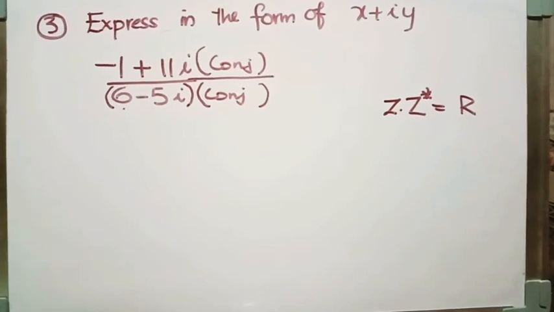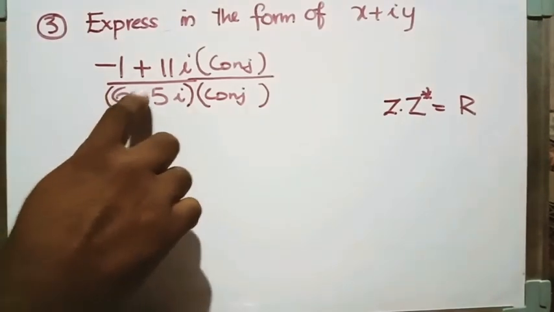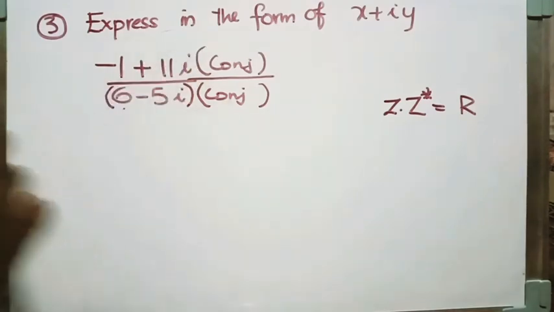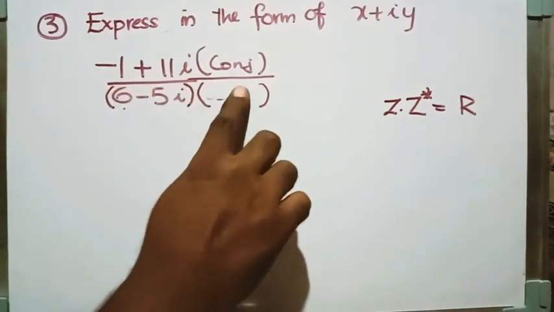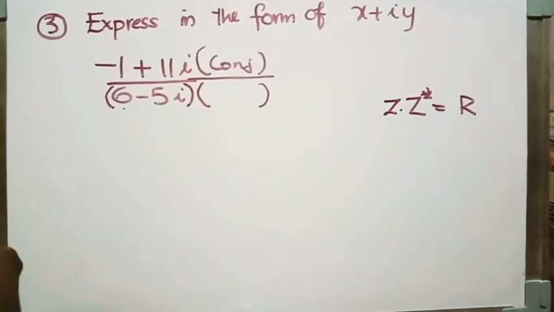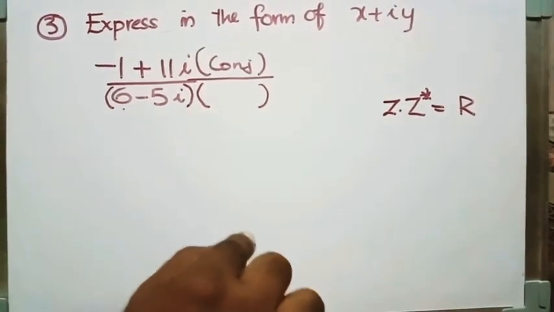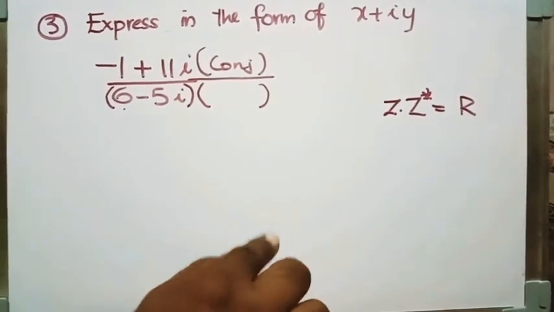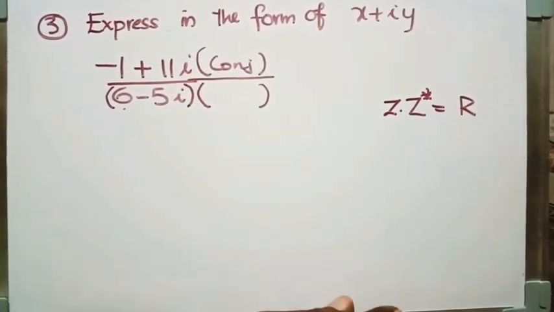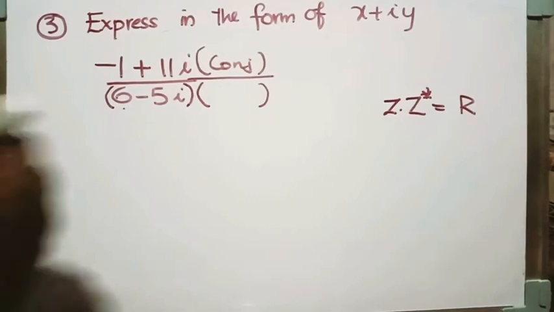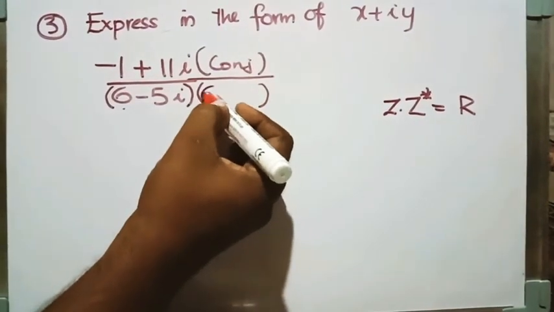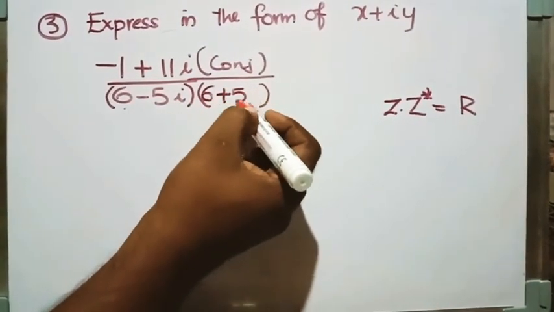Understood what we have to do? And you know the conjugate of 6 minus 5i is 6 plus 5i. So we have to multiply the conjugate of the denominator. Remember, conjugate of the denominator, because our task is to change the denominator into a real number. So the conjugate of 6 minus 5i is 6 plus 5i.